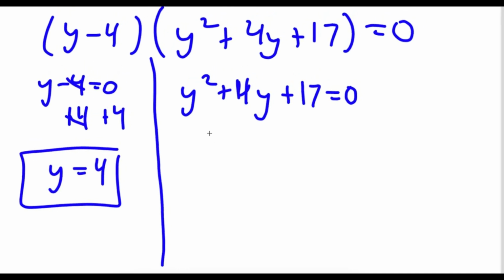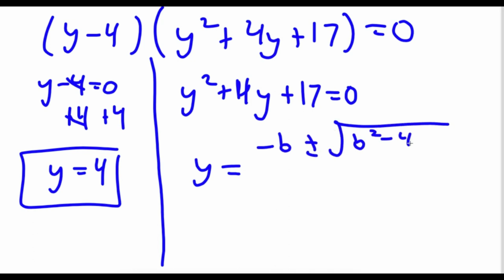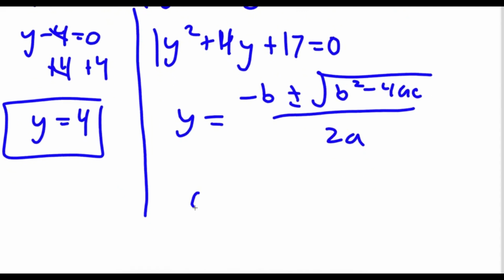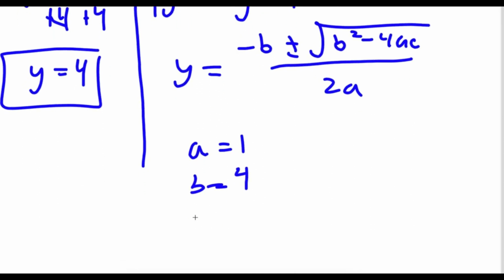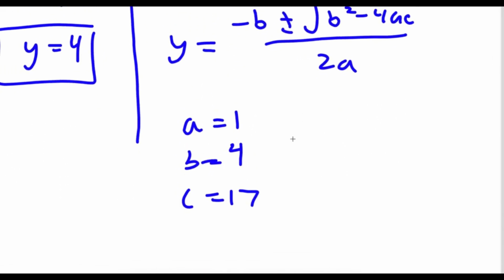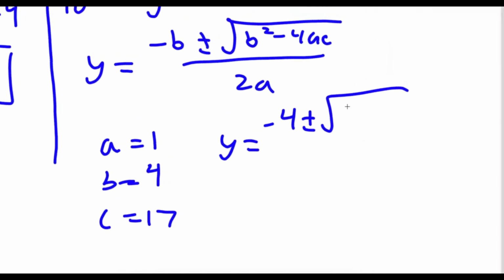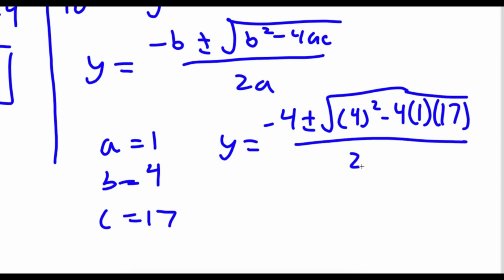For y squared plus 4y plus 17 is equal to 0, I can use the quadratic formula, which is negative b plus or minus the square root of b squared minus 4ac all over 2a. So in this case, a is equal to 1, b is equal to 4, and c is equal to 17. So now I have negative 4 plus or minus the square root of 4 squared minus 4 times 1 times 17. And I have this all over 2 times 1.